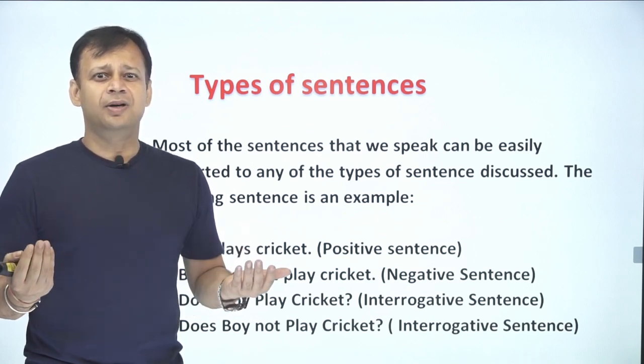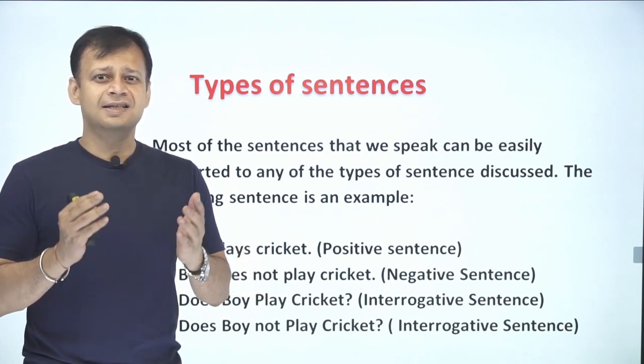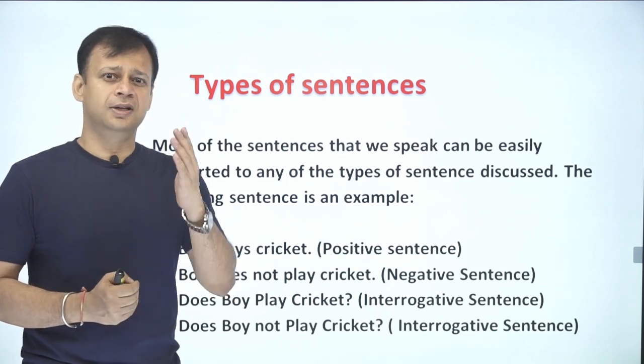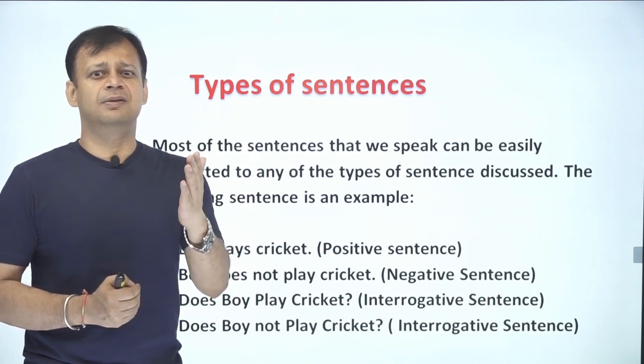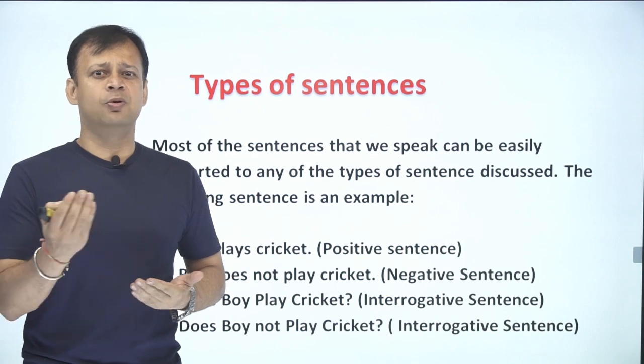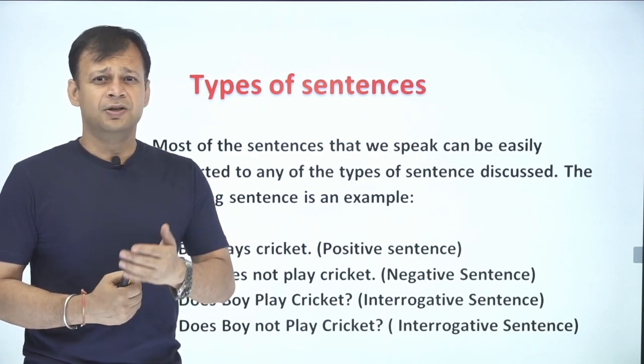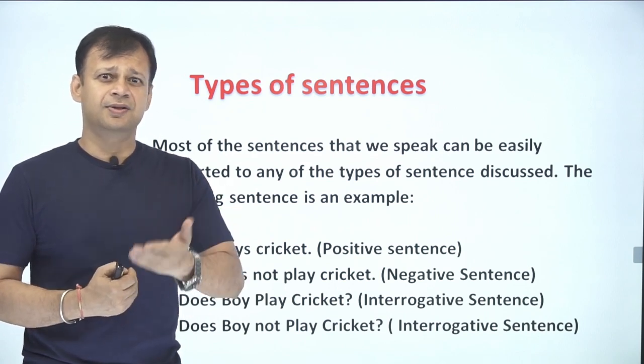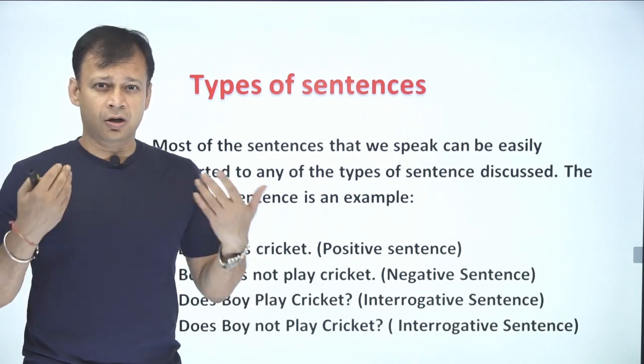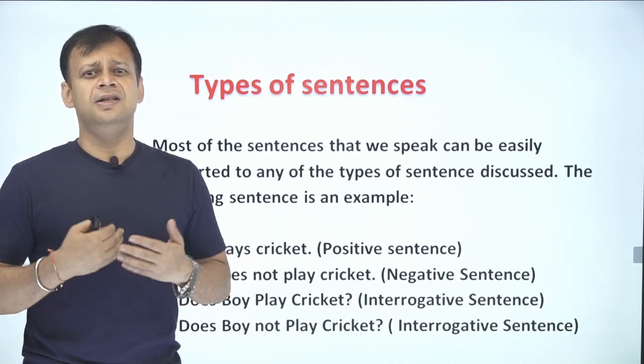And in case of interrogative negative, we have to just understand the structure over here. We should put the helping verb in the beginning, then the subject, and then not. So, does boy not play cricket? So these are the basic 4 sentences which we use a lot while writing and speaking in our day-to-day life.